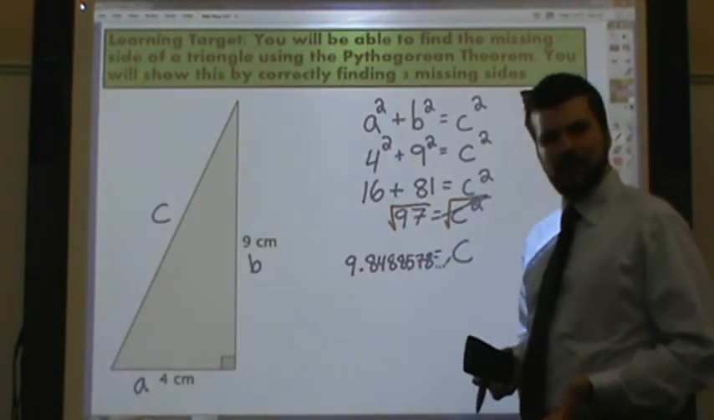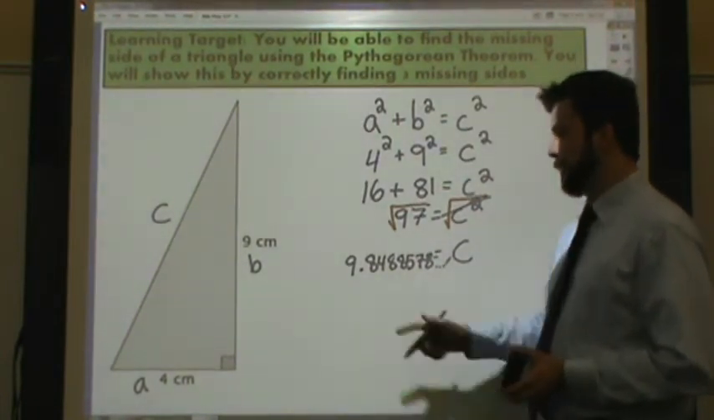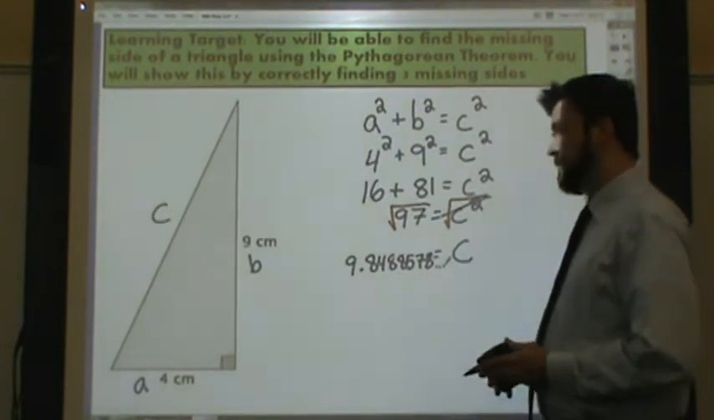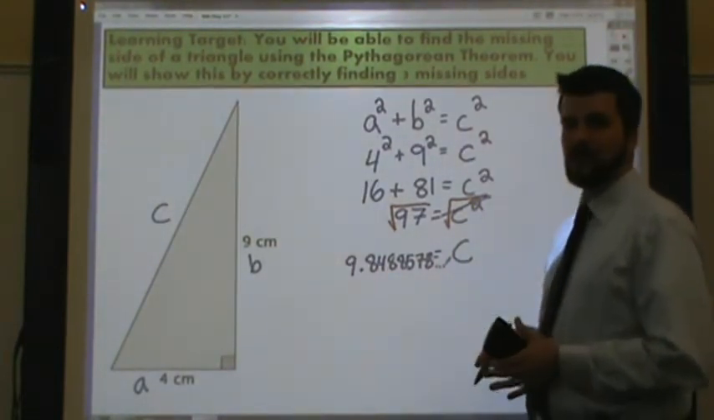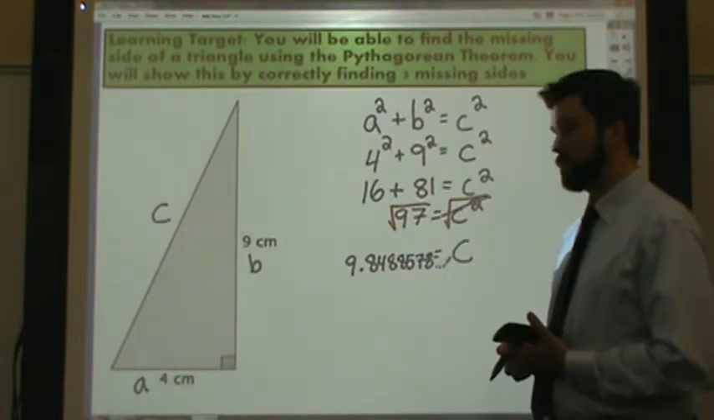These questions may tell you where to round. So they may say to the tenth and then it'd be 9.8. They may say to the hundredths, or they might not tell you at all, and you can choose to round where you think appropriate.